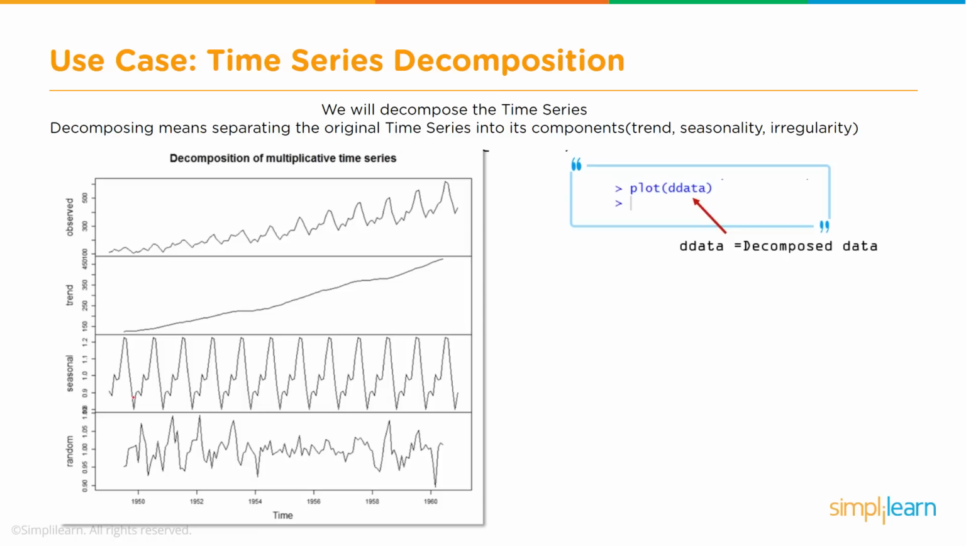This is how they will look once you decompose, and this is how you can visualize the data. This is the actual data, and this is the trend. As you can see, it's going upwards. This is the seasonal component, and this is your random or irregularity component, right? So we call it irregularity, or we can also call it random, as you can see here.